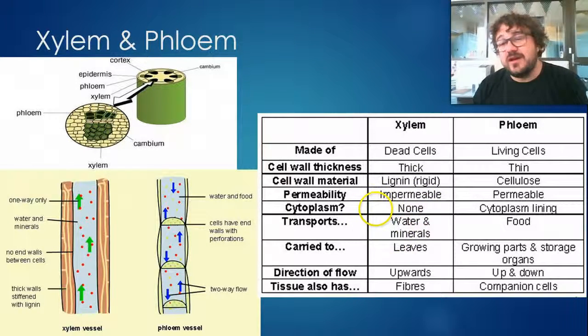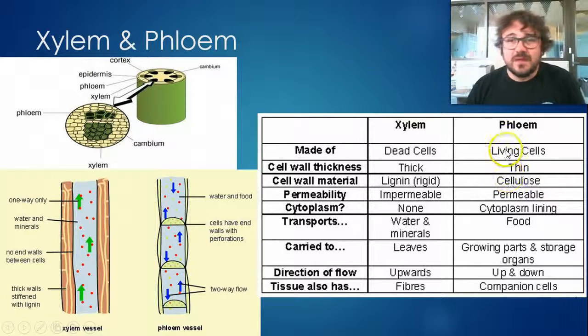Its job is to transport water and minerals. It only transports upwards, so from the roots up to the leaves, and it takes water and minerals from the soil up to the leaves. And it's also fibrous, so it's the fibery part of it.